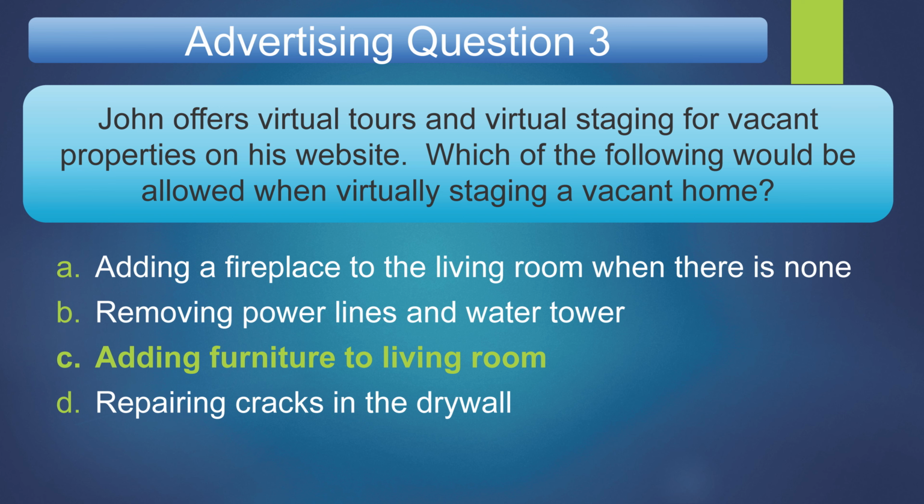The other thing, removing power lines and a water tower in the background or something like that, once again, that would be changing something and make it false and misleading. Whereas if you're just adding living room furniture, you're showing what it would look like with furniture. The last one, repairing cracks in the drywall, unless they were in fact corrected and repaired, then no. Okay? So it all ties back into false and misleading advertising. And that's our advertising quiz. Thank you.